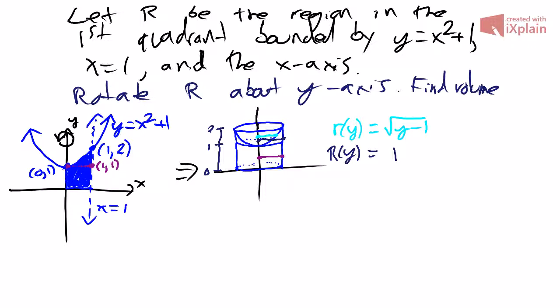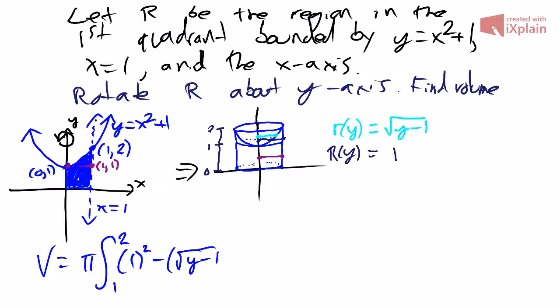Okay, so our volume is going to be pi times the integral from 1 to 2 of big R of y squared minus little r of y squared dy. Okay, so just clean that up. Alright, so that's the volume of the top piece. We'll call this the top piece.